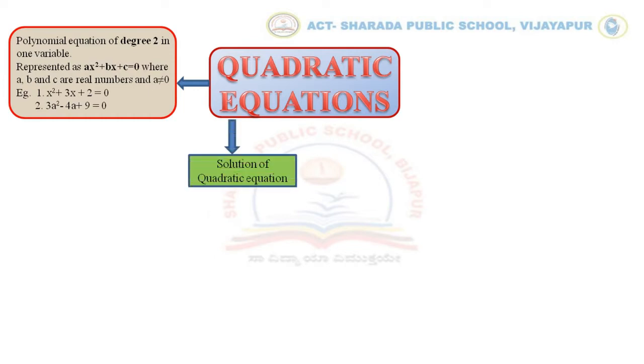Next, we discussed the solution of a quadratic equation. We already know that a quadratic equation has two solutions because, whatever the degree of the polynomial, that many zeros or that many solutions will be there for that particular polynomial equation. Since the quadratic equation has degree 2, the solution of a quadratic equation has two zeros.